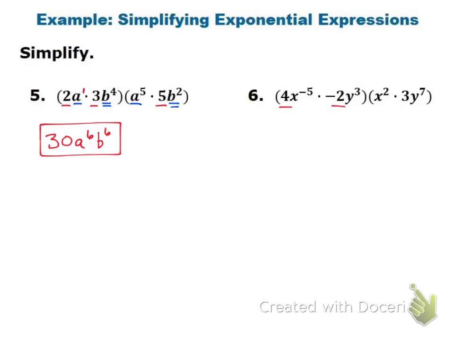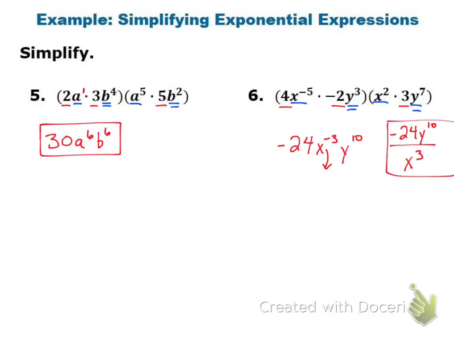Same thing here. Multiply all my numbers together. Let's see, negative 24. Yep. And then I can multiply my x's together, which would give me x to the negative 3rd. And then my y's together, which gives me y to the 10th. Just be a little careful here. The only thing that moves is going to be the x. Remember, it's just negative exponents that move, so negative numbers stay where they're at. So I get negative 24 y to the 10th over top of x to the 3rd. Just like that.